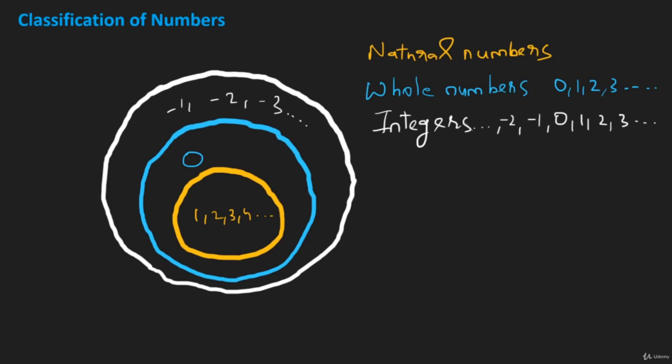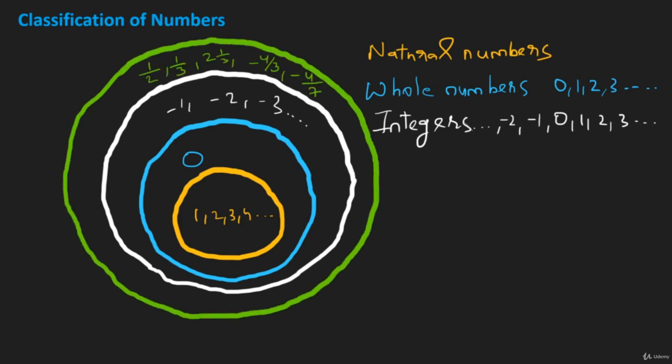Now, if you add to this fractions like 1 by 2, 1 by 3, or negative ratios like -4 by 3, -4 by 7, these are called rational numbers. So rational numbers include integers, whole numbers, natural numbers, all are part of rational numbers. So all of these numbers, whatever comes inside here, are rational numbers.